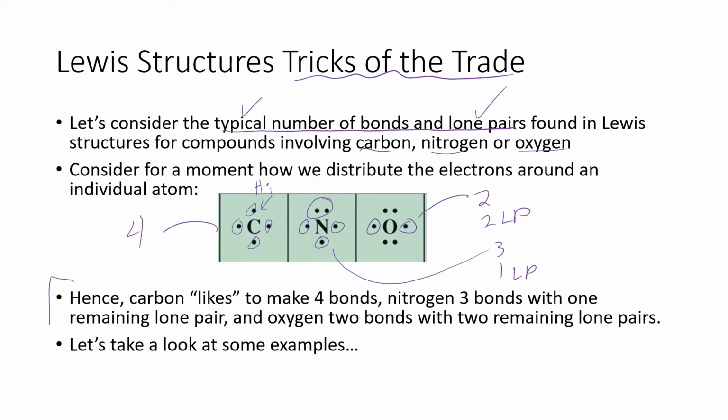So here is the moral of the story. Carbon likes to make 4 bonds. Nitrogen likes to make 3 bonds with 1 remaining lone pair. And oxygen likes to make 2 bonds with 2 remaining lone pairs. And we're about to look at some examples, develop some examples.